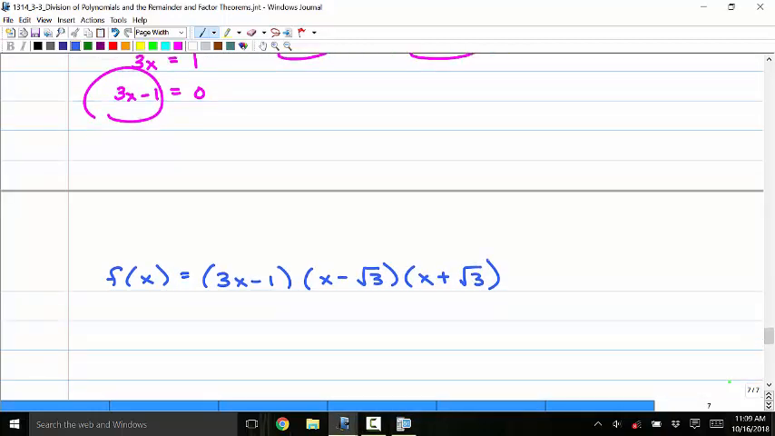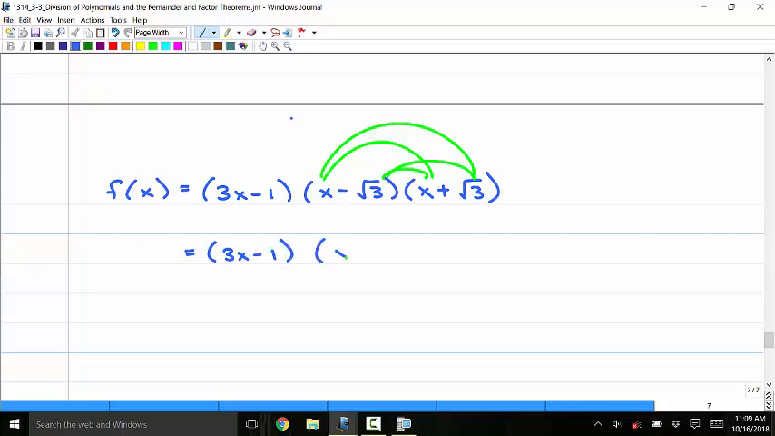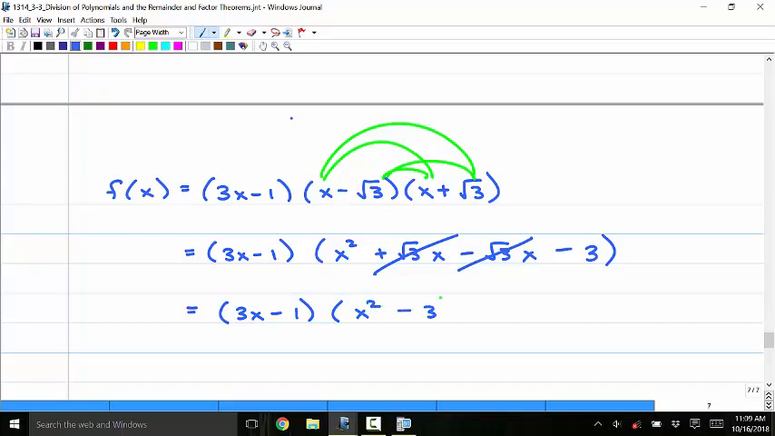Okay, let's multiply these 3 factors out. I'm going to FOIL those 2 factors. So I have 3x minus 1 times x squared plus √3x minus √3x minus, what's √3 times √3? 3. The inner terms are gone. The middle terms are gone. So I'm left with 3x minus 1 times x squared minus 3.